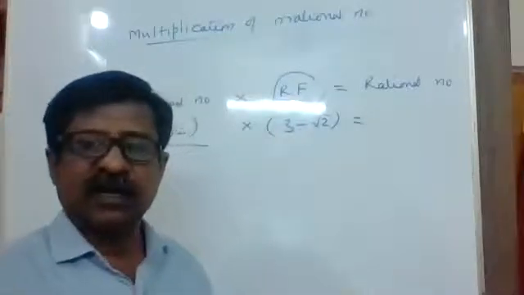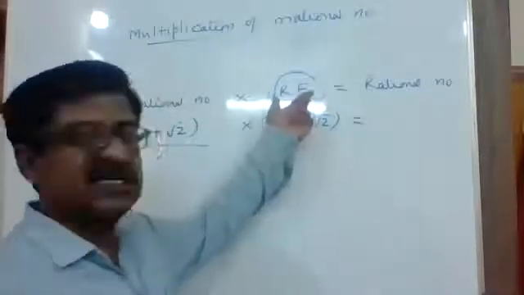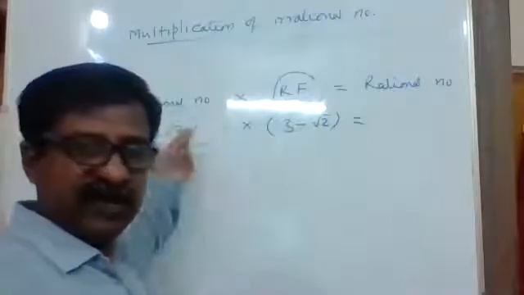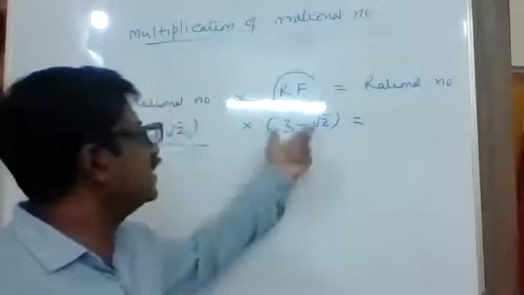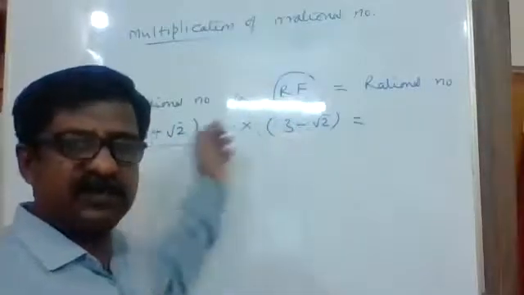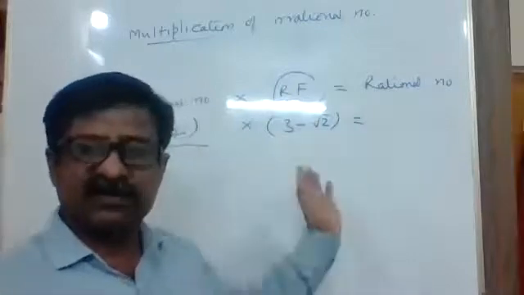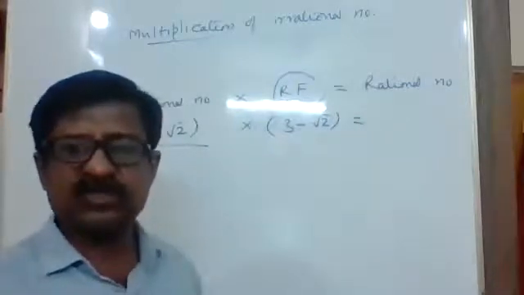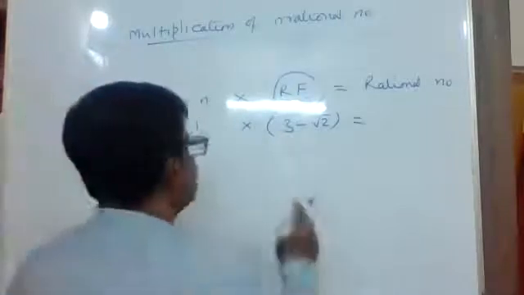We will confirm it. The definition of rationalizing factor says the rationalizing factor of an irrational number is another irrational number. When it is multiplied to the given irrational number, we should get the result as a rational number. Now we'll find out, when you multiply these two, whether we are getting a rational number or not.